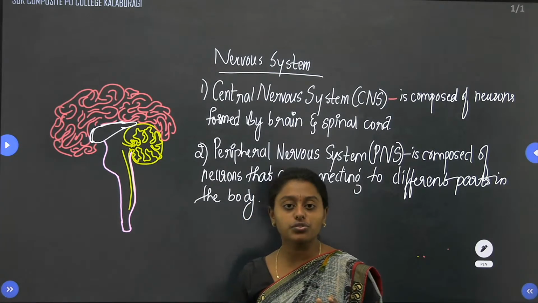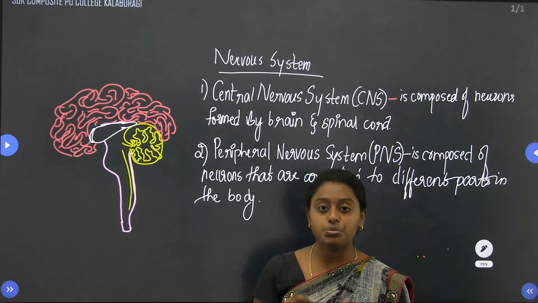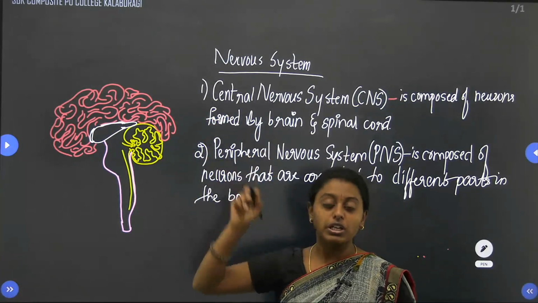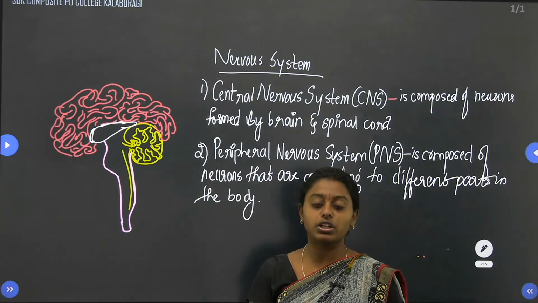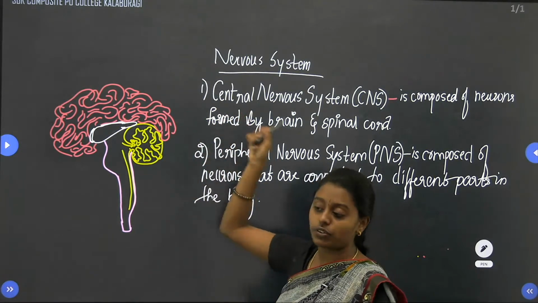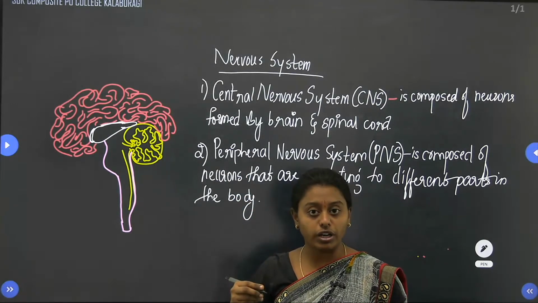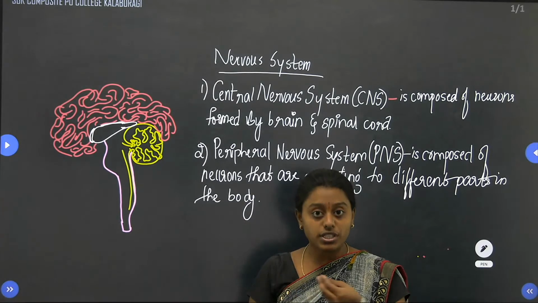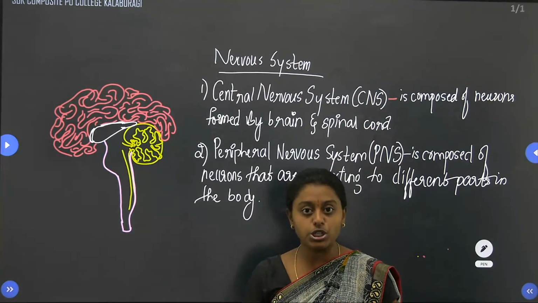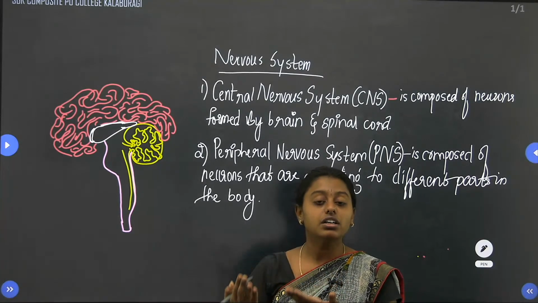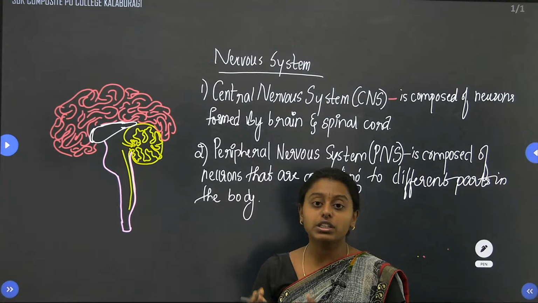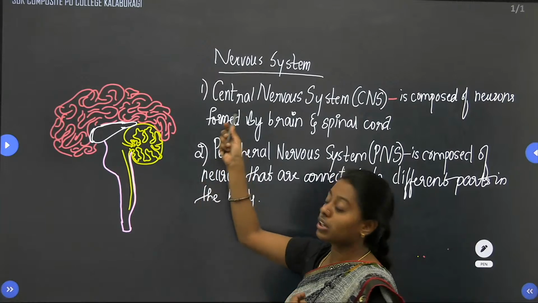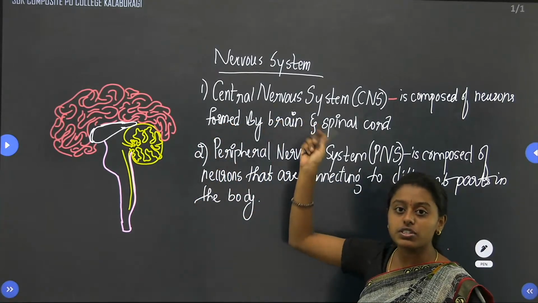So the group of nerves that are present within the brain and spinal cord, we constitute as the central nervous system. The major coordinating system of the nervous system is the central nervous system. It receives the stimulus from the sensory neurons, processes the stimulus in terms of information, and transmits or sends the signal to any part of the body that has to respond. So the processing unit within the nervous system is constituted by the central nervous system.